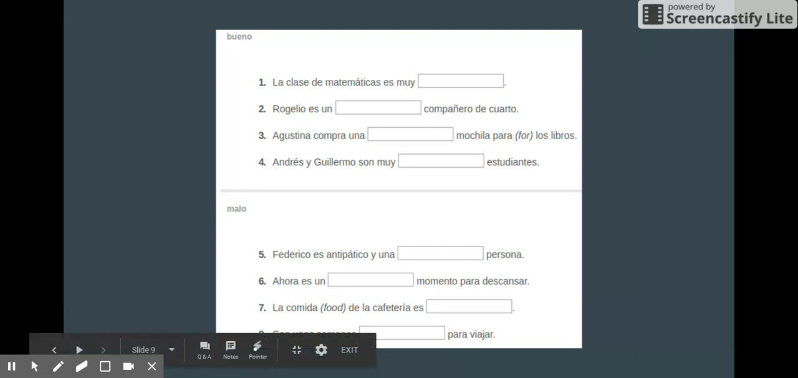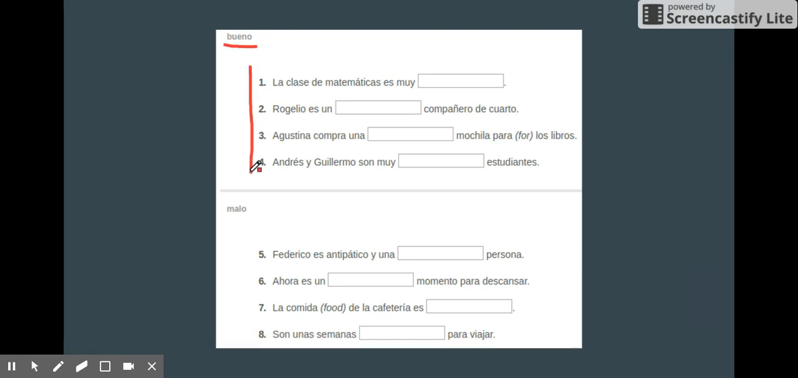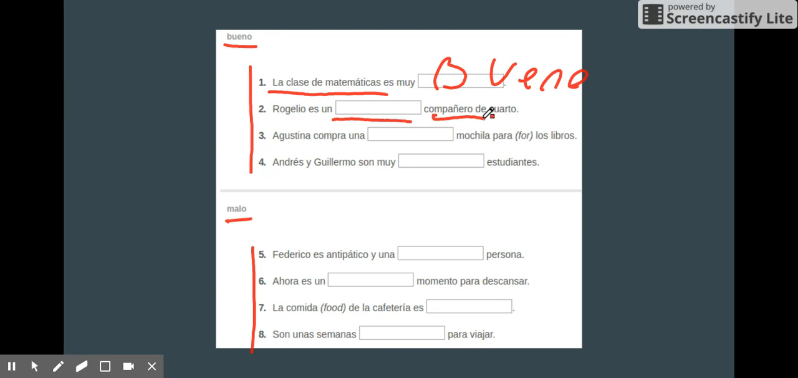So for the last homework activity, all you have to do is use the corresponding adjective. In this case, it's bueno for all of these, malo for all of these, and change it depending on whether it's before the noun or after the noun. So for the first one, la clase de matemáticas es muy, and since it's after the noun, la clase de matemáticas, it would simply be bueno. Rogelio es un, then we have adjective and noun, compañero. So since it's before the noun, it would be buen.